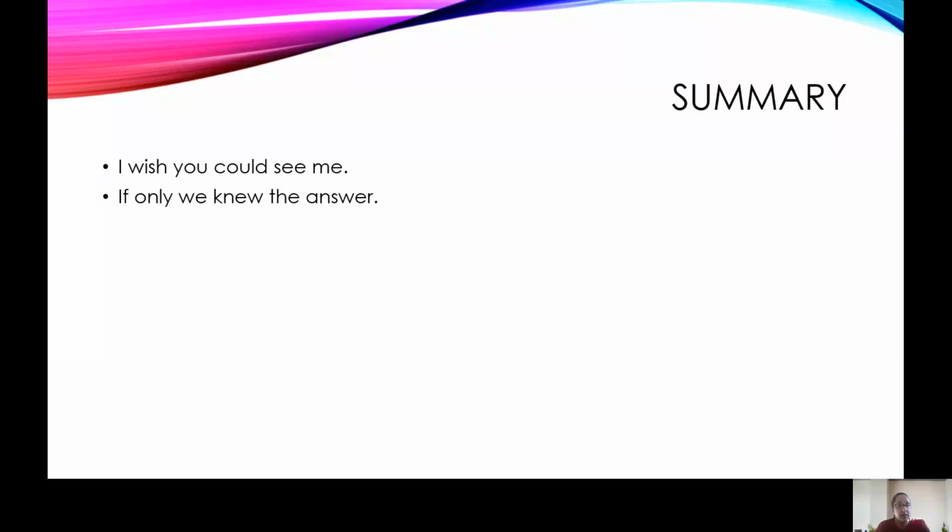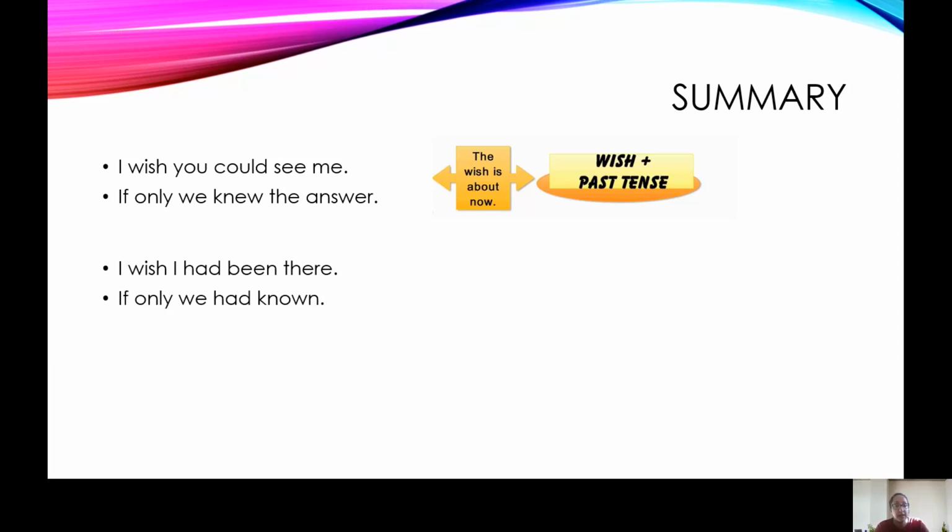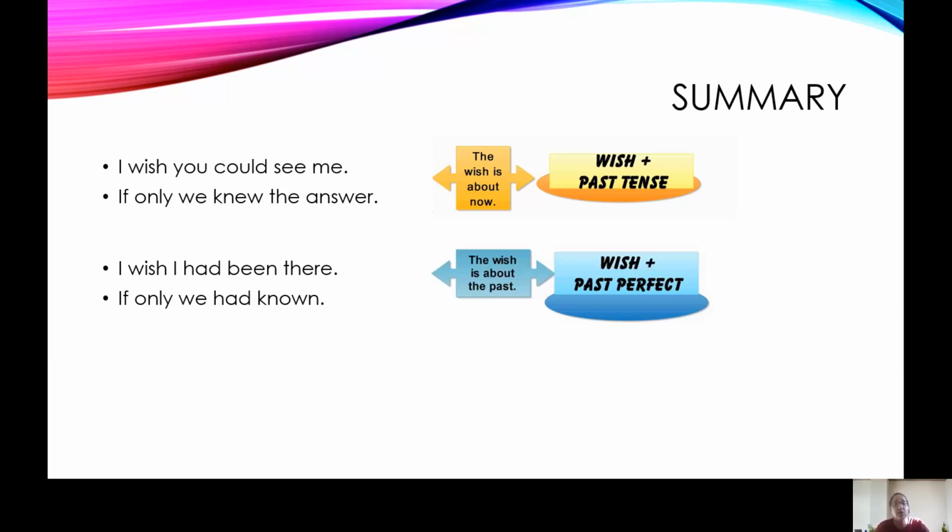To summarize. These examples show wish with the past simple. I wish you could see me. If only we knew the answer. The wish is about now, even though we use the past tense. Here we have wish with the past perfect. I wish I had been there. If only we had known. We're talking about the past and how you want to change the past or how you regret the past.